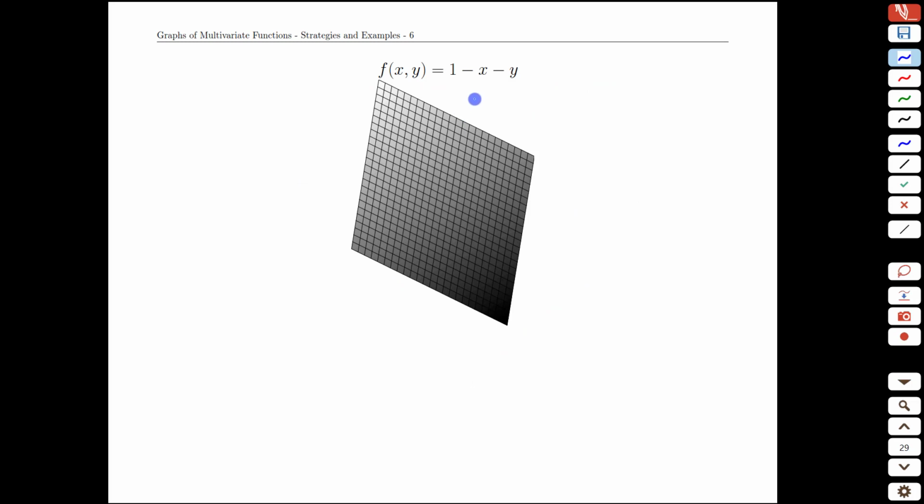Another much more simple example here. We have no x squared plus y squared, so it's not circularly symmetric. In fact, this one, though, has a different structure. It is linear in x and y. And that indicates that we're talking about a plane.